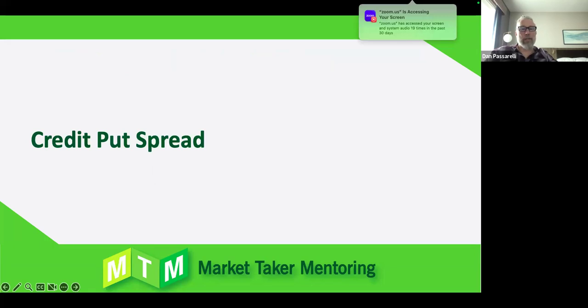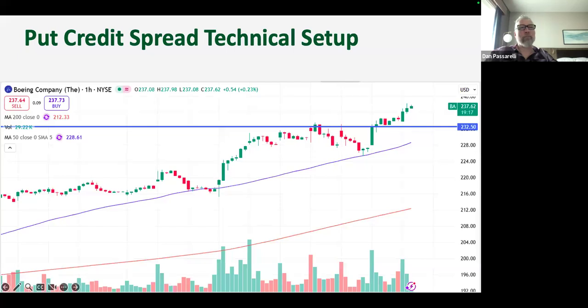Okay, let's talk put credit spread here. Here we've got support at 232.50. It used to be resistance. This is just a hypothetical example. And it's been trending. It was up on pretty strong volume, and this big green candle day.